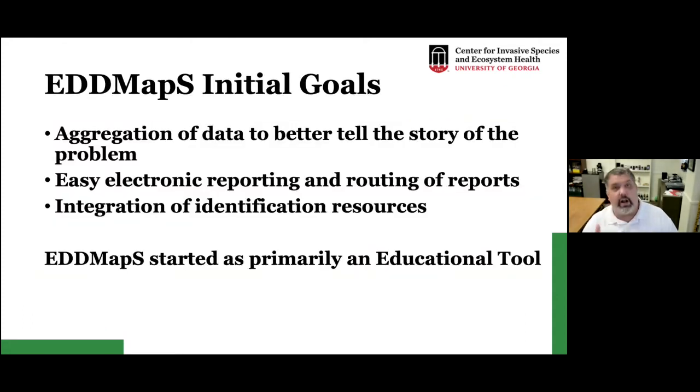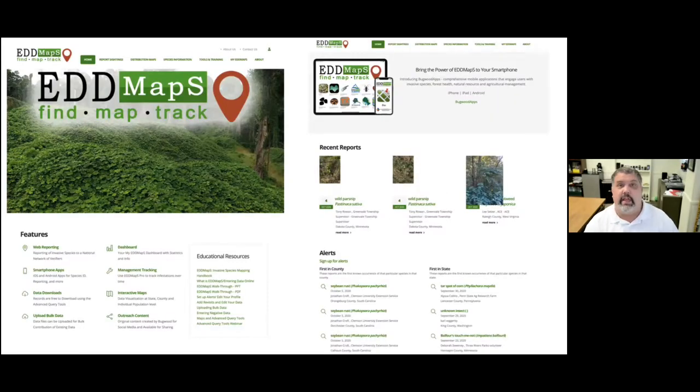So we started off with EddMapS really to solve 2 problems. One was a better way to aggregate data, and the other was to ease that reporting and routing of reports. And so EddMapS, we think of it as an educational resource. And as we go through EddMapS Pro, it's about changing the story that we're telling about the problem. That not only is here what the distribution of this species looks like, but here's what we're doing about it to help eradicate it. And so, there's the EddMapS website.